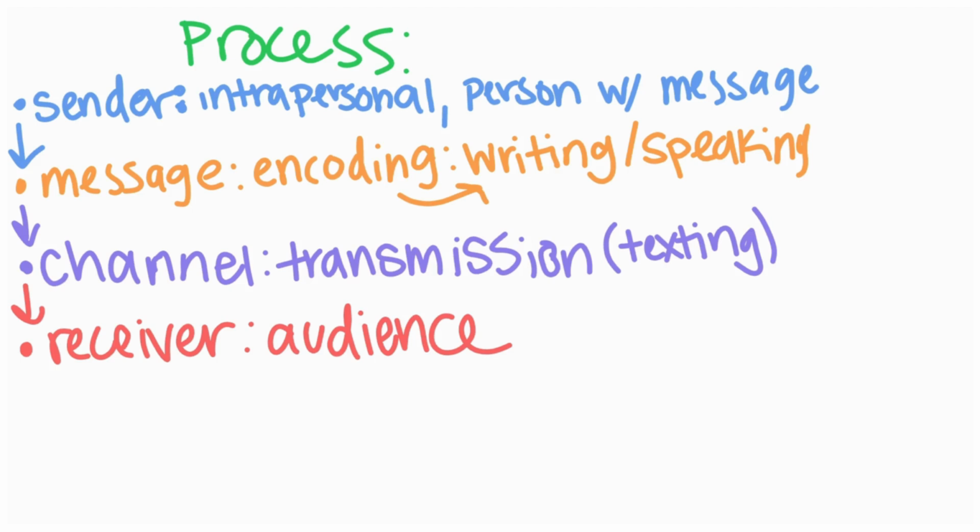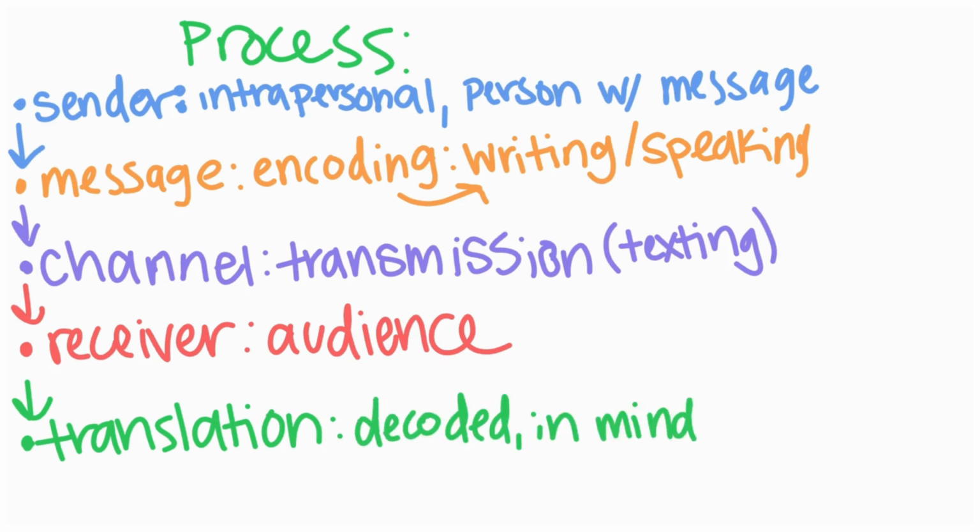And then you have 2 more steps. And the next step is translation. Translation is when the message is decoded. So the message is encoded in message and it's decoded in translation. Very important that you understand that. And the message is not received if the receiver does not understand. And this is where miscommunication happens.